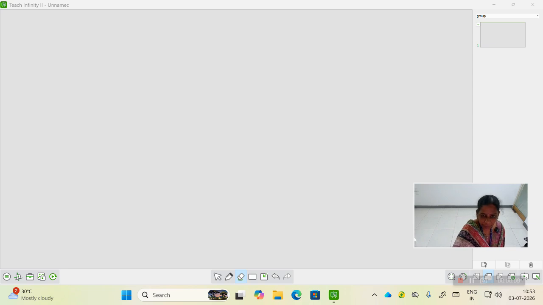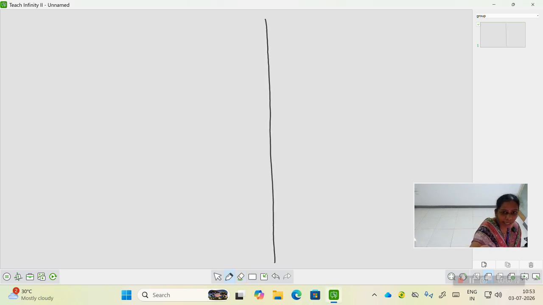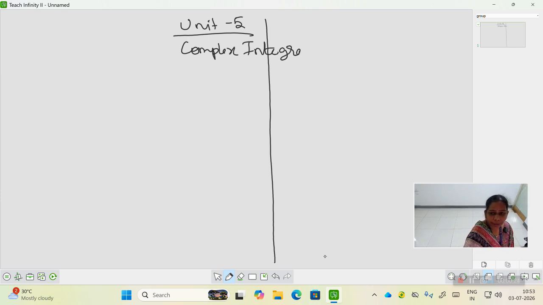Today I am going to take Unit 5, which comes under Advanced Calculus and Complex Analysis. Unit 5, Complex Integration. As usual, I'll quickly recall the basic definitions and then go to the evaluation process.